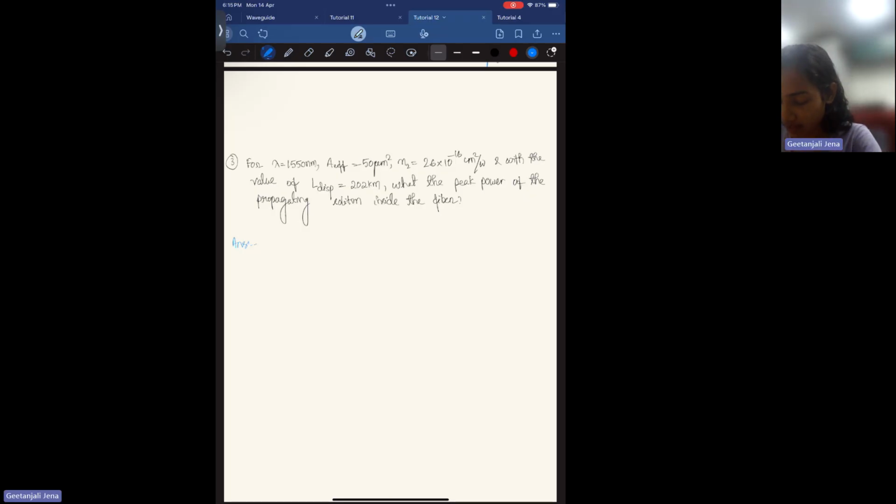The next problem is also a simple one. It's given that lambda equals 1550 nanometer and A effective is 50 micrometer squared. It's also given that the nonlinear refractive index N2 is 2.6 into 10 to the minus 16, and the dispersion length is 202 kilometer. What is the peak power of the propagating soliton inside the fiber? So we need to find the value for P0.